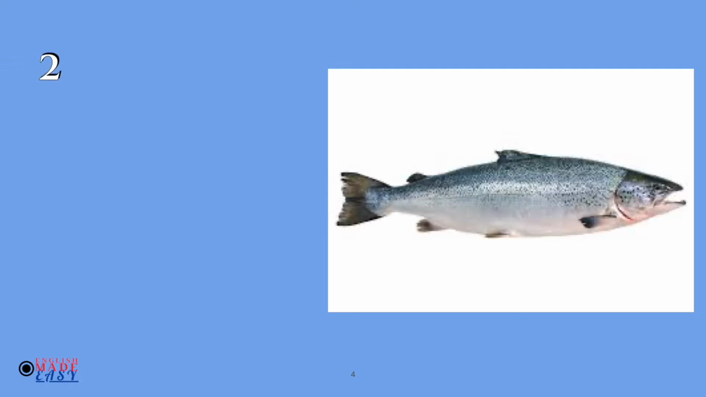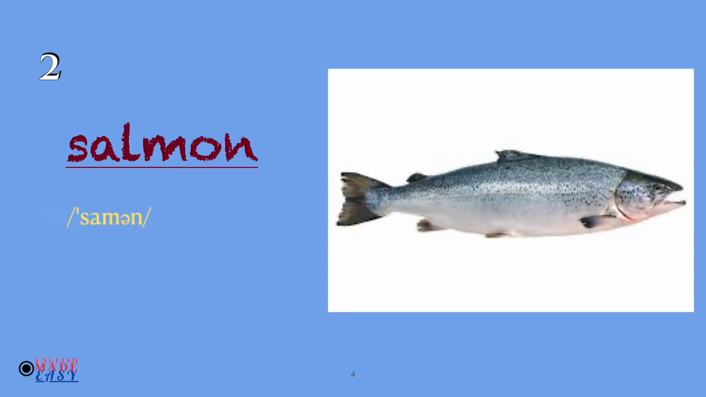The second word we have is salmon. If you look at the phonetics down below, you will see that the stress is in the first syllable. The letter L is a silent letter, and the letter O is a schwa sound, meaning it sounds much shorter than a short O. So this word is pronounced as salmon.